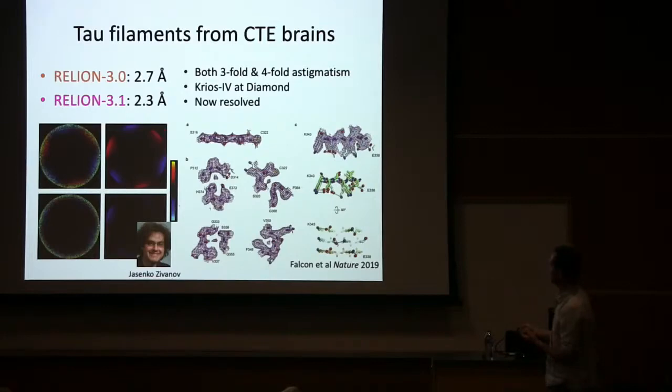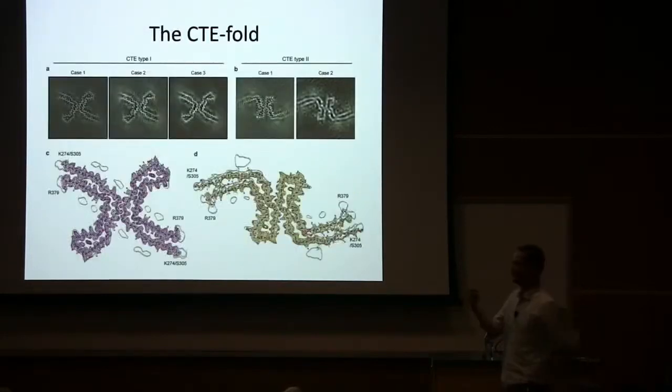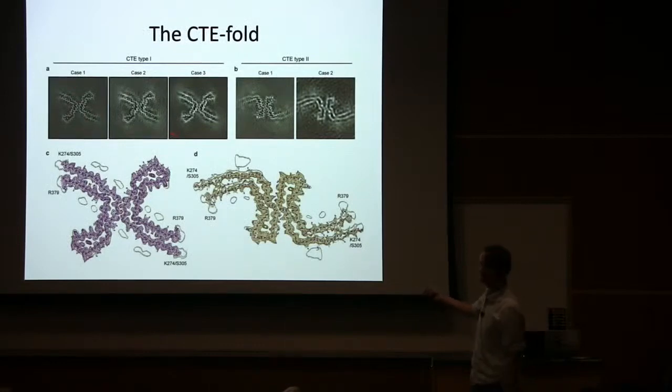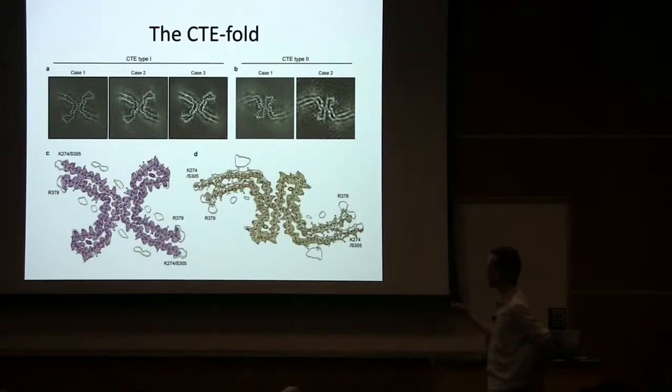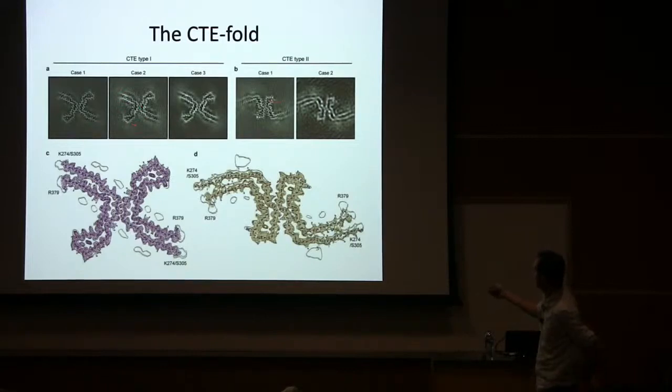So we looked at three different cases of CTE, one ex-professional American football player and two ex-professional boxers. And as with Alzheimer's disease, different individuals with CTE all had the same structures. Again, we saw two different types of structures. So we call this a CTE type 1 structure and this CTE type 2, which we only detected in case 1 and 2, not in case 3.